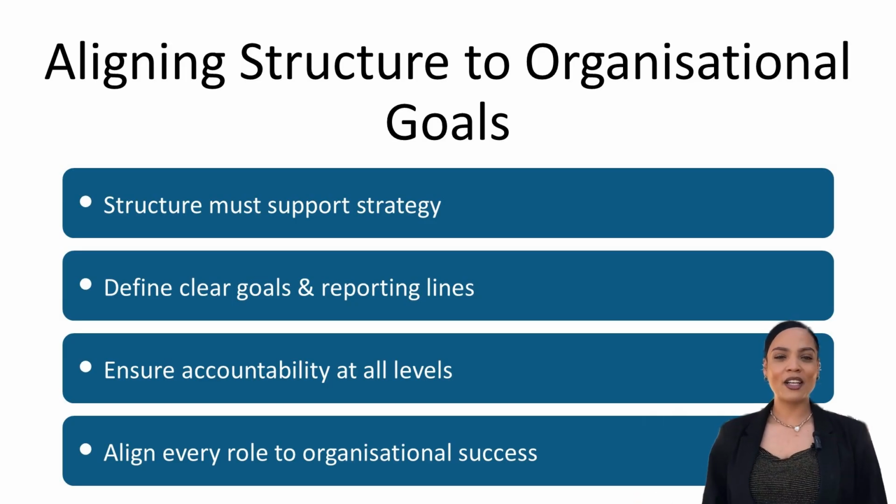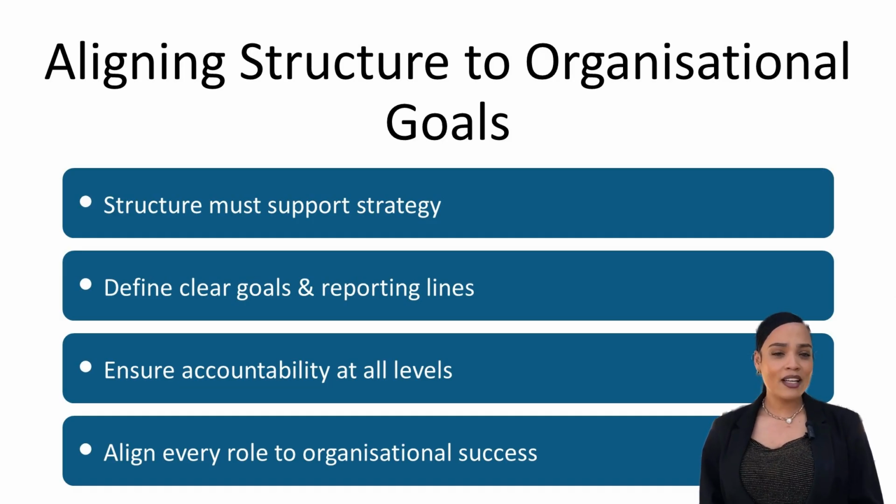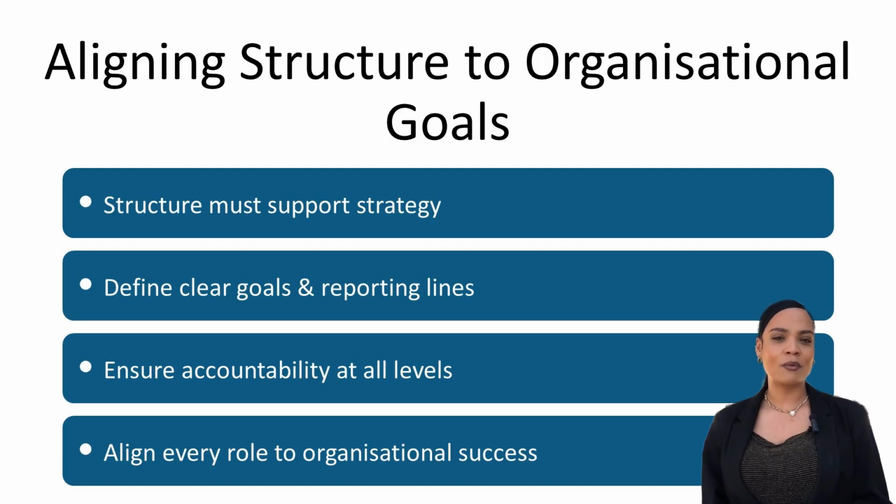Every organization structure must fit its strategy. If the strategy focuses on innovation, the structure should allow flexibility and communication. If it focuses on efficiency, it should have clear control and standard procedures. The process involves: 1. Clarifying organizational goals, for example, production targets, cost reduction, customer satisfaction.